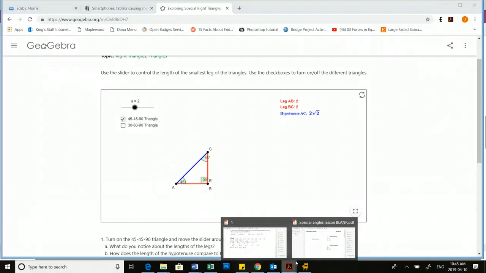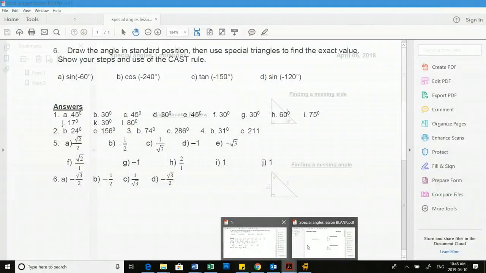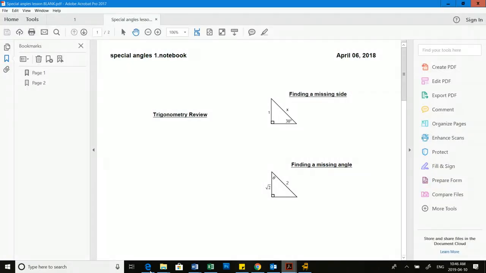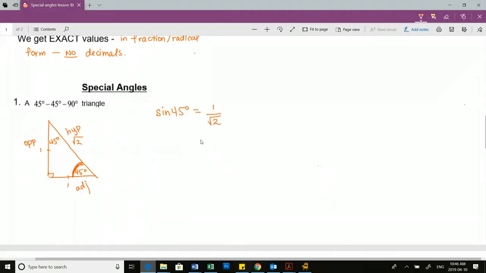All right. So back to our lesson here, which is not this one. This one. Cos 45. What is adjacent over hypotenuse equal to in this triangle?